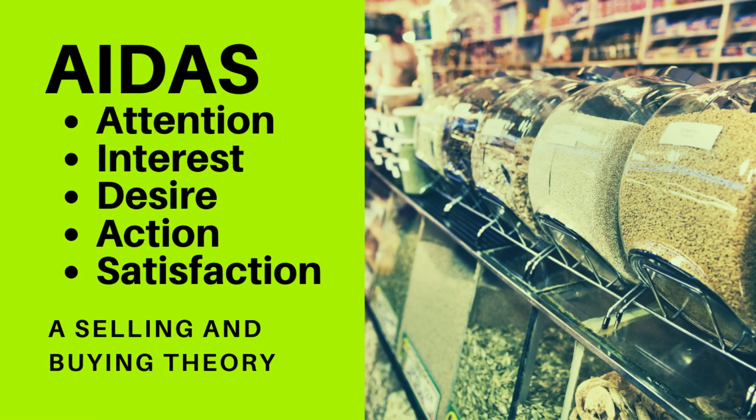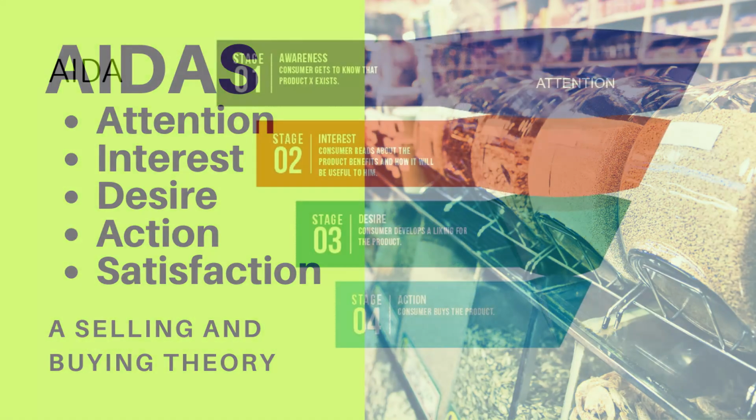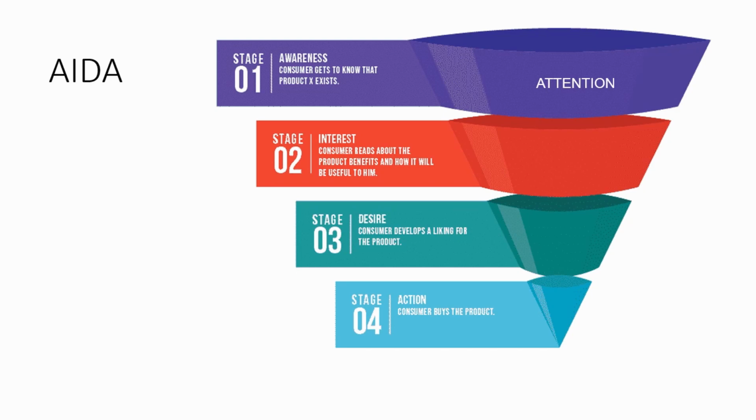So here's a diagram that will help us understand AIDA better. The first A is stage 1, meaning attention, or in some texts, awareness. The consumer gets to know that a certain product exists in this stage.